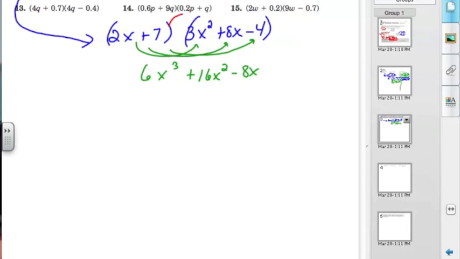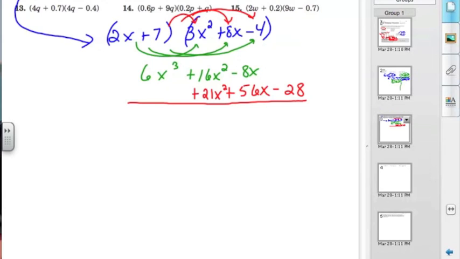Now I'm going to take the 7. 7 times 3 is 21x squared. So I'm going to line up underneath the x squared. So plus 21x squared. 7 times 8x gives me 56x. Positive times positive is plus. And then 7 times the constant is 28. Positive times a negative is subtraction. Now look at that. Everything is lined up. It takes a little bit to get into the habit of that, but it's exactly what you want to do.